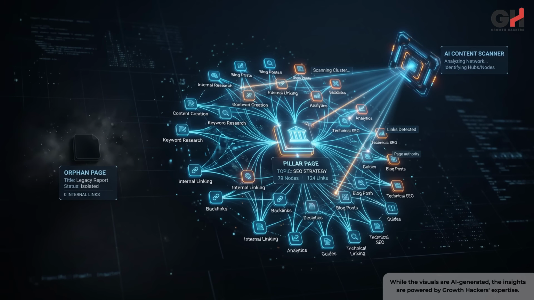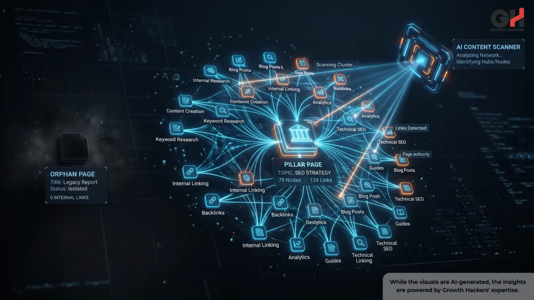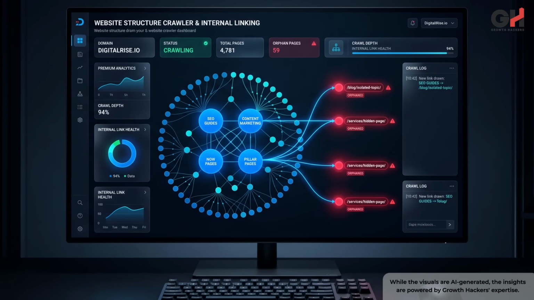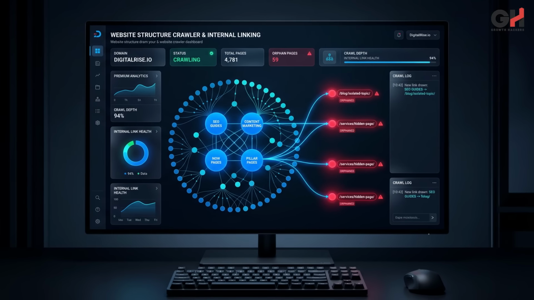Orphan pages, pages with no internal links pointing to them, are wasted content. AI can't connect to your expertise. Use tools like Screaming Frog to find orphan pages and link them into your topic clusters.